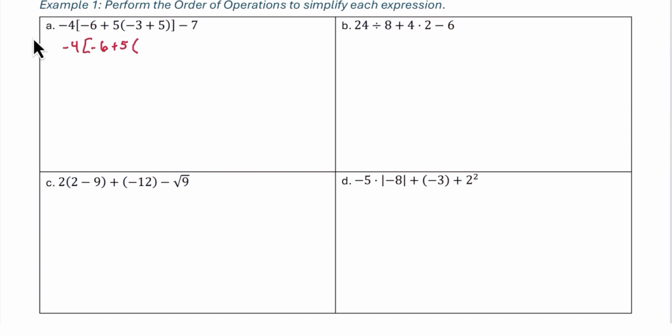-3 plus 5 is 2. From here, we can expand outside the parentheses, and we have the 5. So we'll need to multiply 5 and 2, and just bring down everything else. 5 times 2 is 10. Now we have brackets. We'll simplify inside the brackets. -6 plus 10. -6 plus 10 is 4.